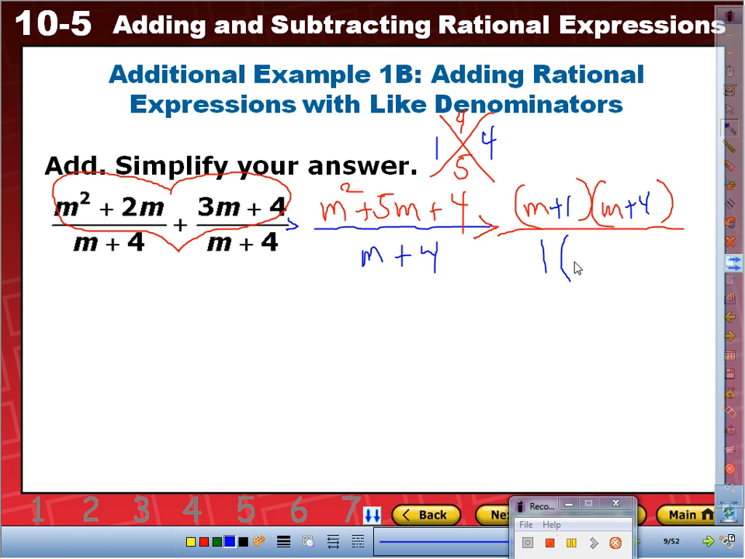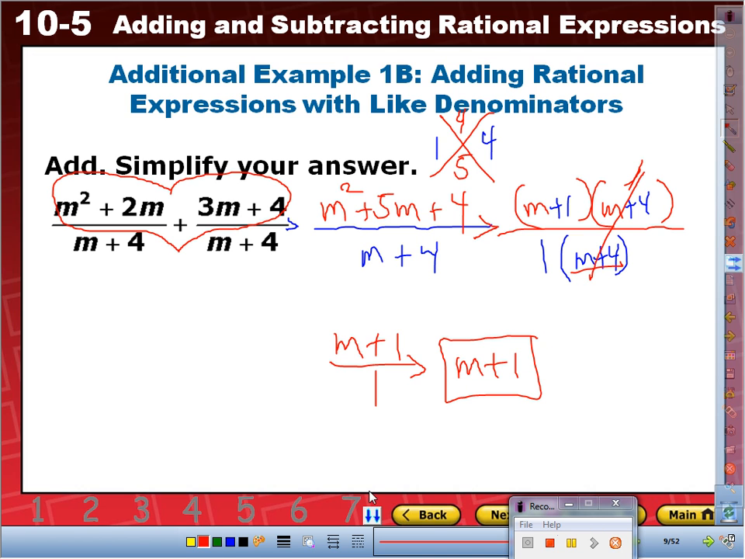And we're left with m plus 4. Do you see the giant 1? Yes, right here. So we're left with m plus 1 over 1, which is m plus 1. So you didn't have to write down that one. Yeah, I want you to write the over 1 because I just want to make sure that you're following through with all your factors. Okay? Everybody got it? Okay? Copy that.